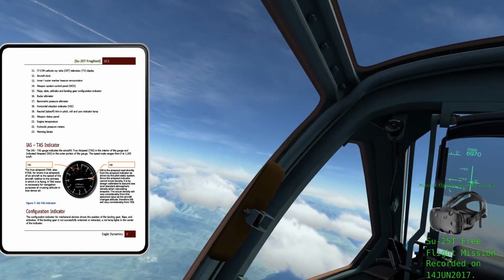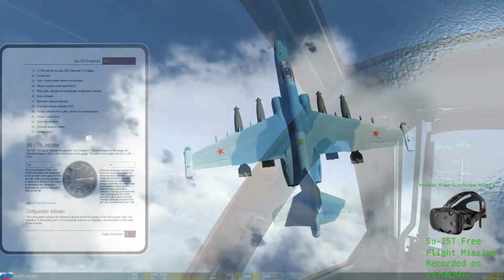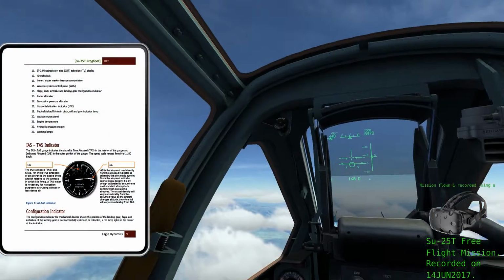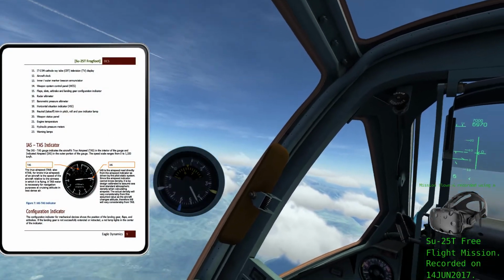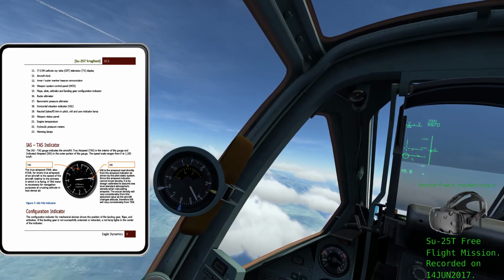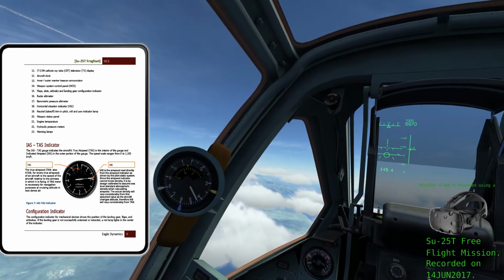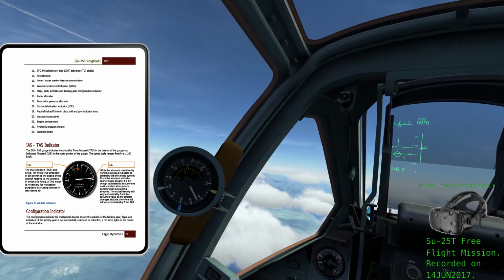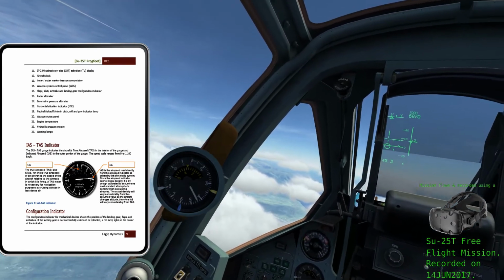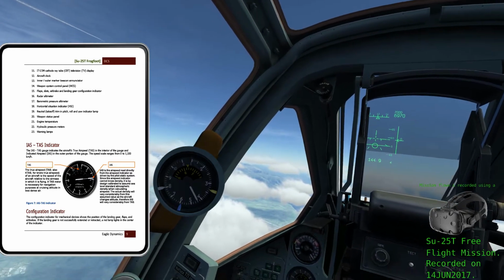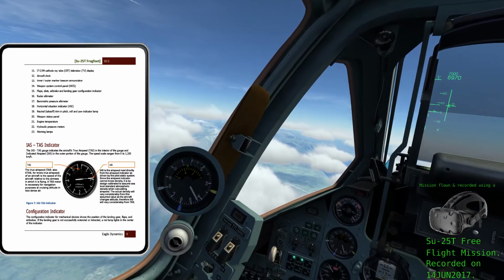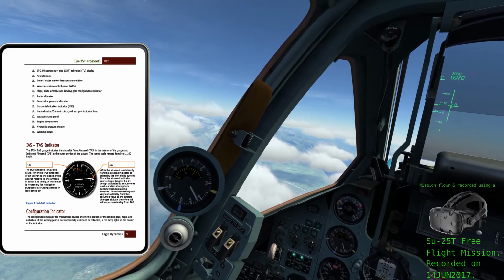Okay, indicated airspeed. TAS, IAS, TAS indicator. The IAS, TAS gauge indicates the aircraft's true airspeed, TAS, in the interior of the gauge, and indicated airspeed in the outer portion of the gauge. The speed scale ranges from 0 to 1,100 kilometers per hour. And these notes I pulled off of Wikipedia.